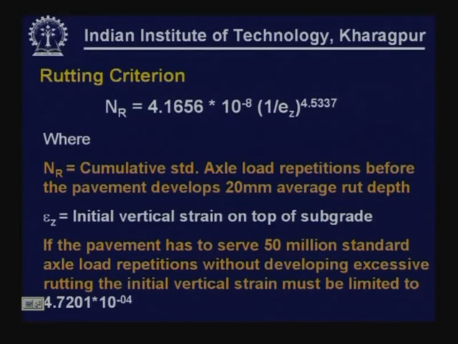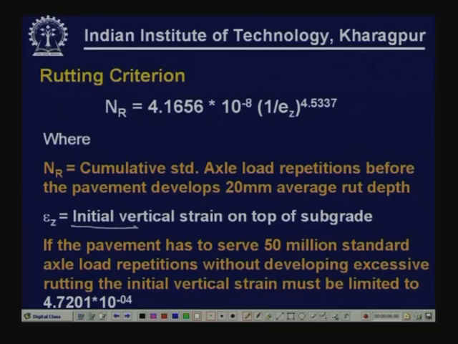The rutting criterion that has been adopted is NR is equal to 4.1656 into 10 to the power minus 8 into 1 by epsilon z to the power 4.5337, where NR is the cumulative standard axle load repetitions before the pavement develops 20 millimeter average rut depth. Epsilon Z is the initial vertical strain on top of subgrade. So, we are referring to the initial vertical strain. This is computed corresponding to the initial condition of the pavement soon after it is constructed, when it is subject to the standard loading that we just discussed.